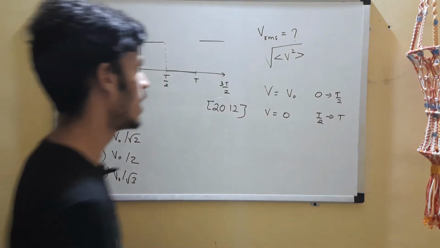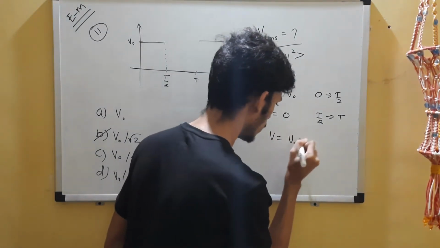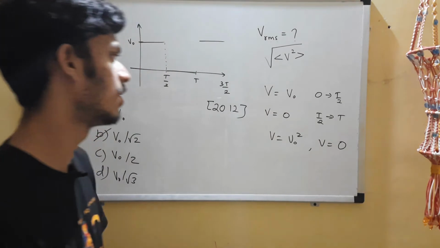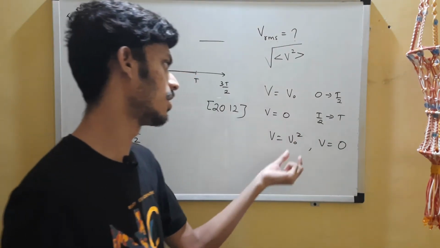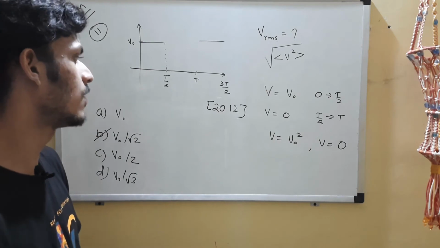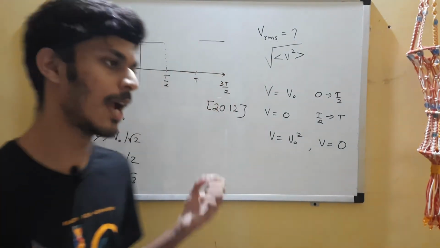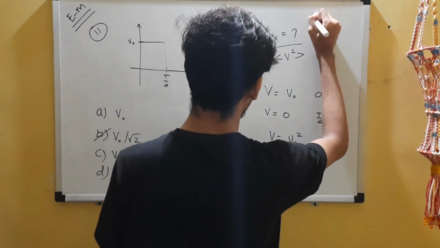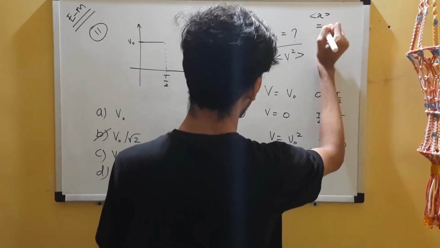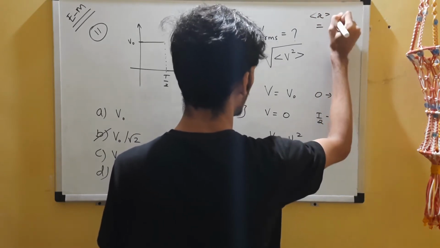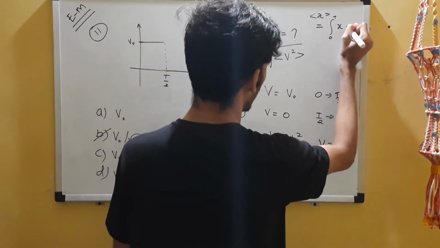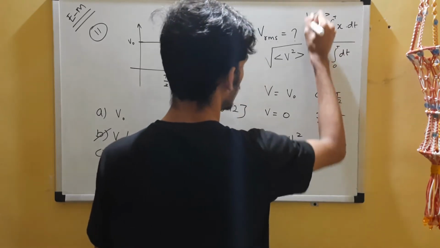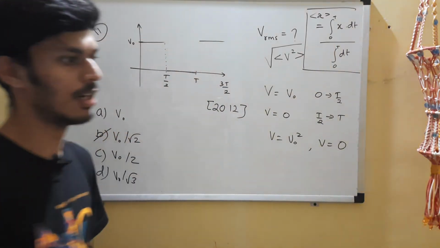Now let's square it. It will be V naught square for this time, and 0 square, which is 0, for the other. So in this time it is 0, and for this it will be V naught square. We squared it. Now let's find the mean. How do you find the mean? For a time dependent function, you are supposed to remember this. Suppose x is a time dependent function, then the mean of x will be the integral 0 to t of x dt upon the integral 0 to t of dt, over the entire cycle.